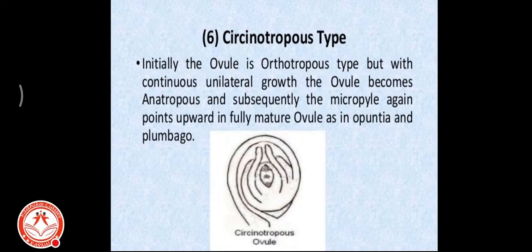Circinotropous ovule, the last one. Initially the ovule is orthotropous, but with continuous unilateral growth the ovule becomes anatropous, and subsequently the micropyle again points upward in the fully mature ovule, for example, Opuntia. So these are the 6 different types of ovules that are very, very important for your competitive exams.